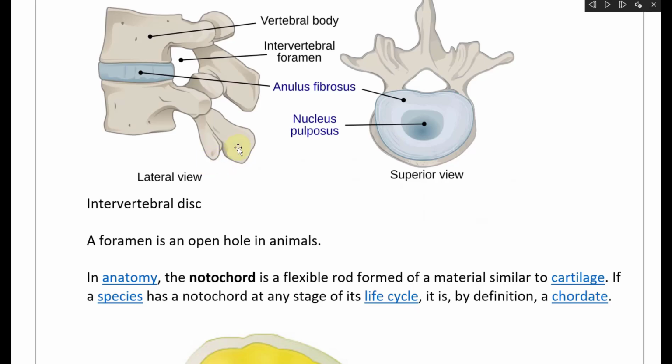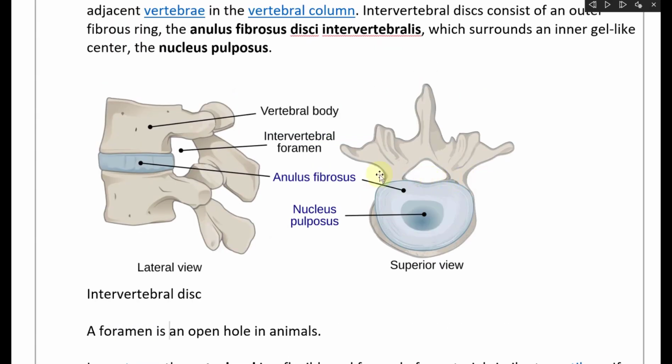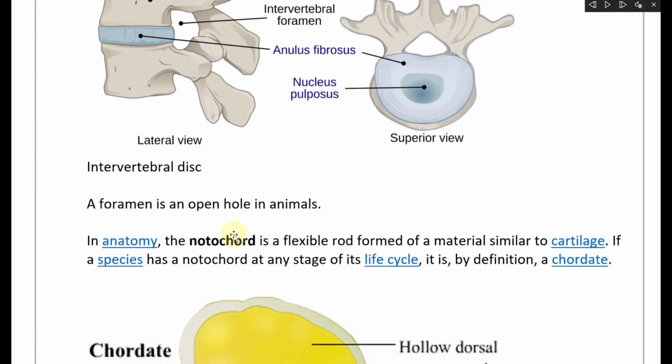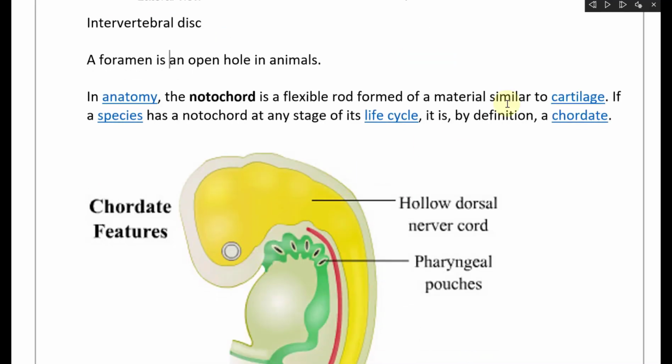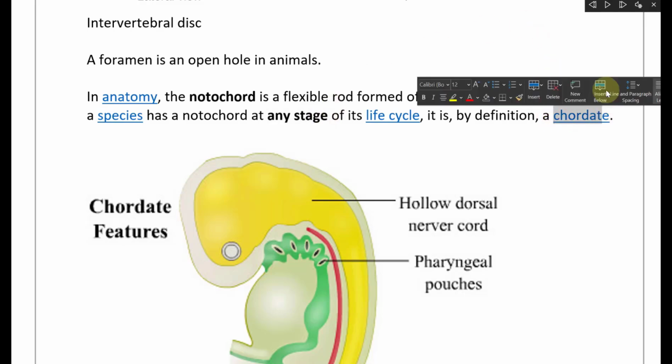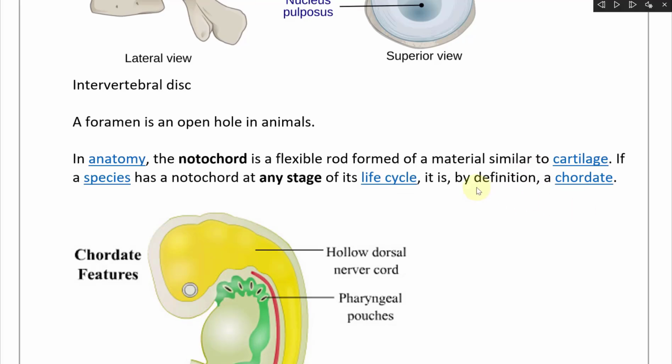Very interesting. A foramen, let's see this pronunciation. A foramen is an open hole in animals. So like that in there. Very interesting. In anatomy, the notochord is a flexible rod formed of a material similar to cartilage. If a species has a notochord in any stage of its life cycle, the keyword is any stage, it is by definition a chordate.